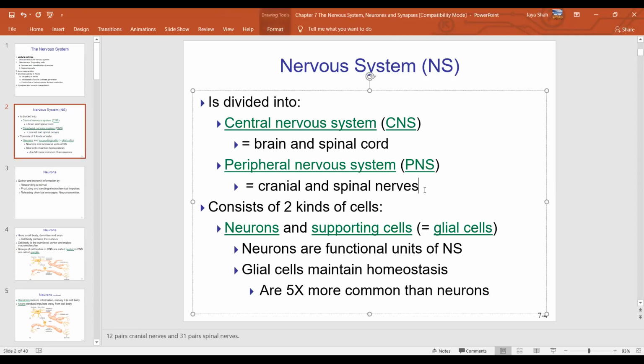Apart from that, in the peripheral nervous system, you can also add ganglia and receptors.